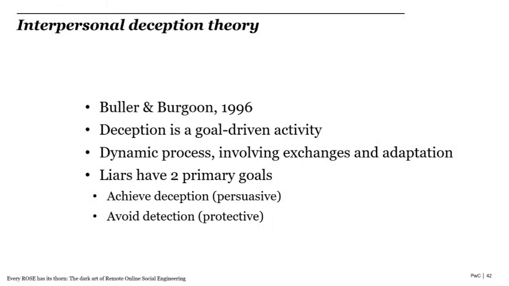So there's a few theories I'm going to go through very briefly about deception, about picking it up, about how it differs from platform to platform and person to person. The first is interpersonal deception theory, which basically states that deception is an activity which is goal-driven. The specific goals from a liar's perspective are twofold: the desire to achieve deception, and then the desire to avoid detection. It is a dynamic process, in that the liar will continually adapt their behaviors and their strategies depending on the responses they get from the person they're trying to deceive.